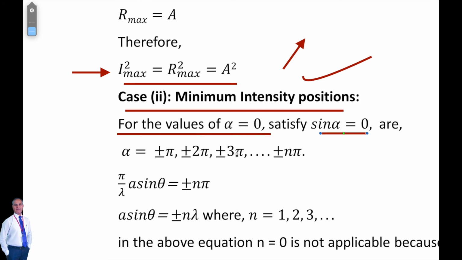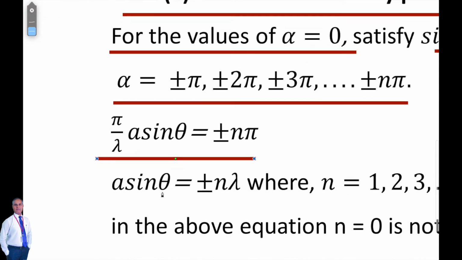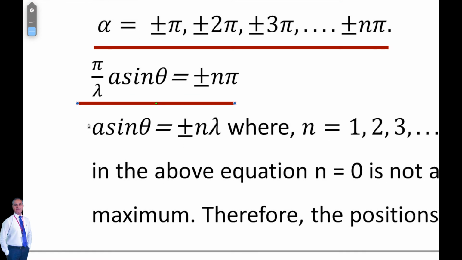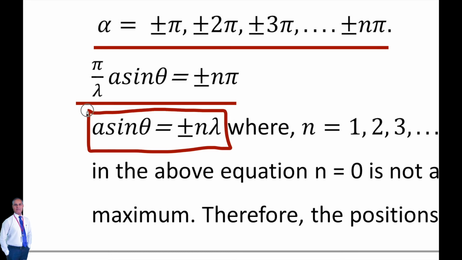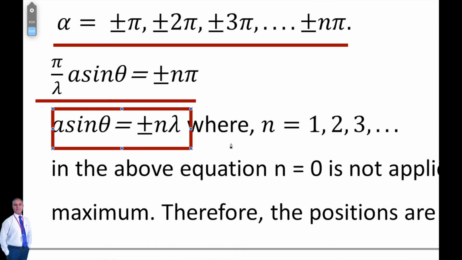So therefore alpha is equal to plus minus pi, plus minus 2 pi, plus minus 3 pi, and so on up to plus minus n pi. So therefore we can write the equation pi by lambda a sine theta is equal to plus minus n pi, where a sine theta is equal to plus minus n lambda, where n is equal to 1, 2, 3 and so on. So this is equation number 7.